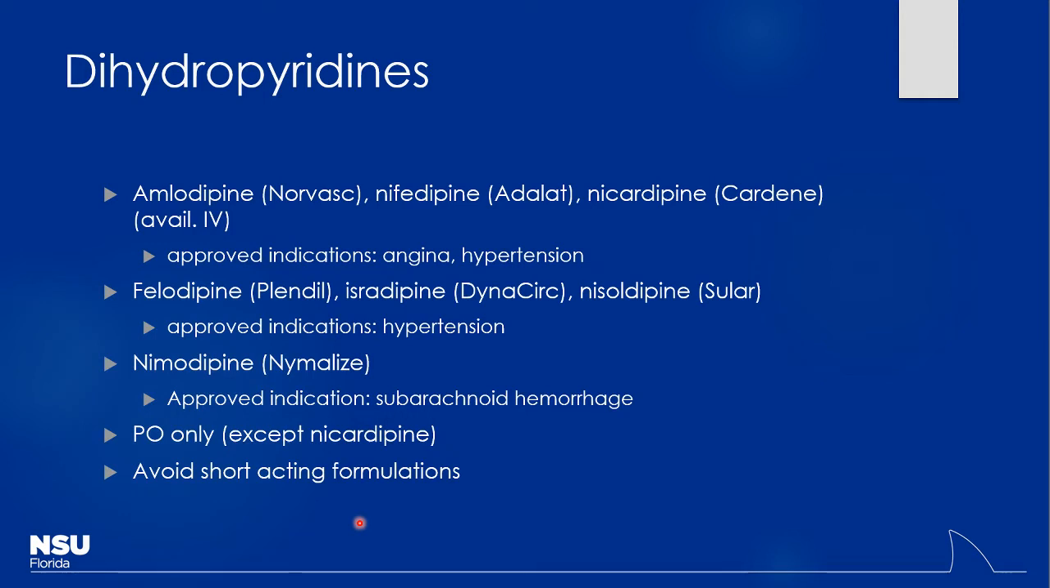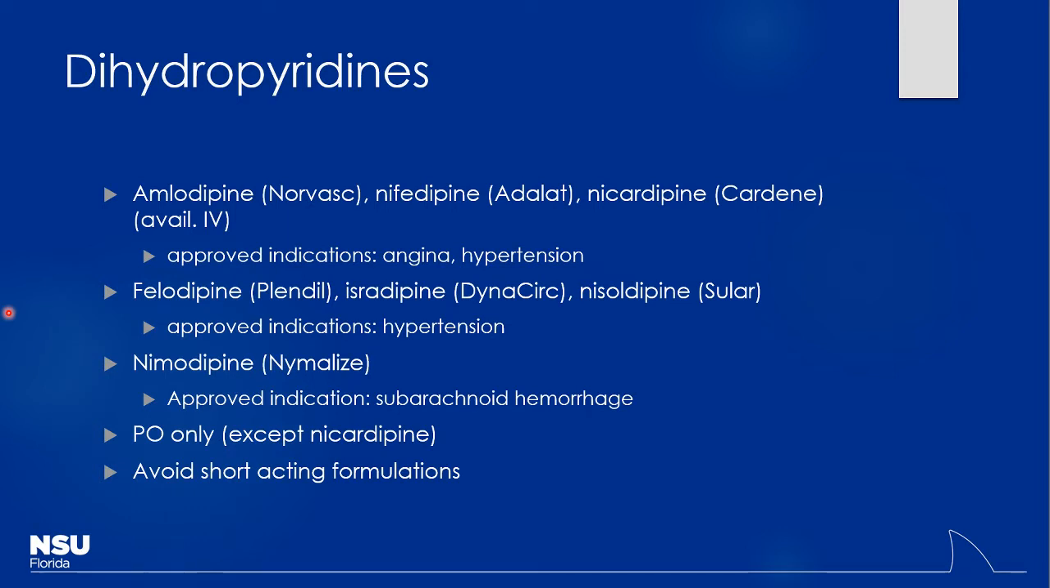Now we get into the dihydropyridines, or DHPs, if you've ever seen them abbreviated like that. We have a couple here that fit into this category. They always end with pine, P-I-N-E, at the end of the name here. So you have amlodipine, nifedipine, nicardipine. You also have felodipine, isradipine, and nisoldipine, and then there's also nimodipine. These are the most common ones you're going to be running into.